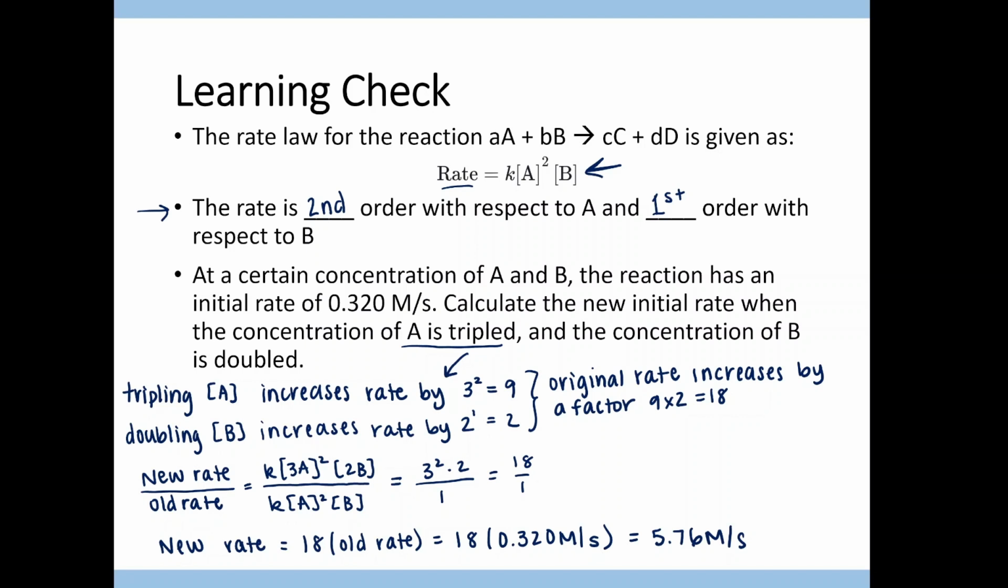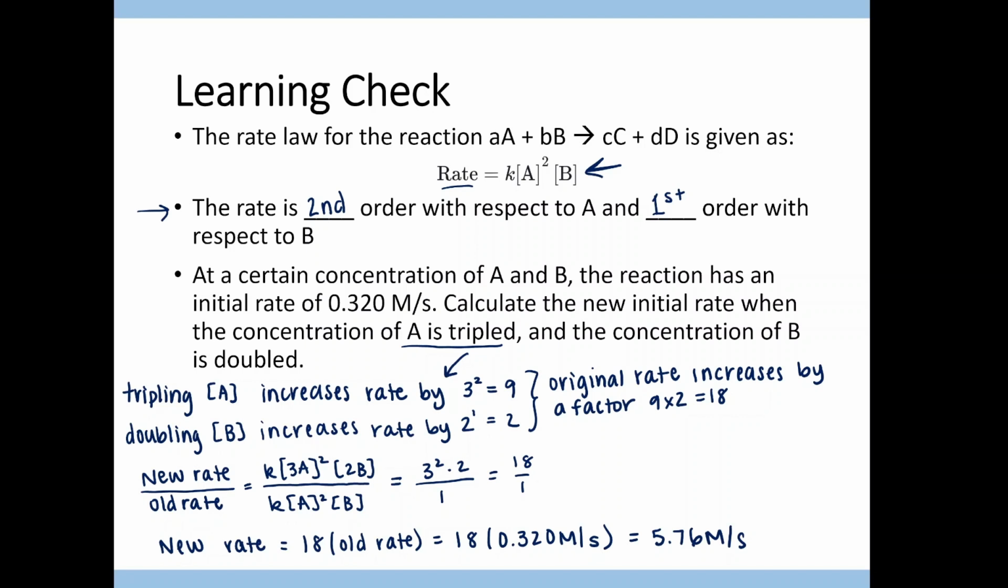So we said tripled squared. So 3 to the power of 2. If something is first order, then if you double or triple its concentration, you would double or triple its rate, that reaction rate.